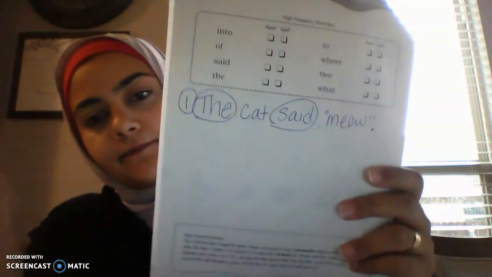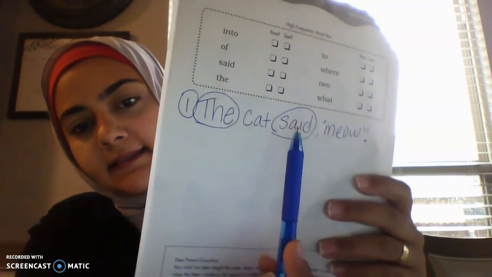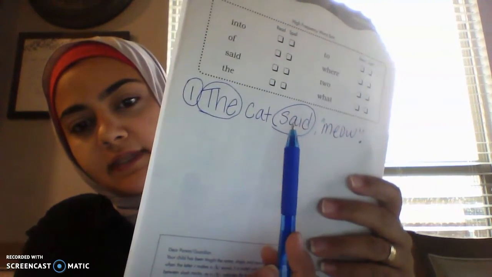So I'm going to say, the cat said meow. And then I'm going to circle the sight words I used. I used the and I used said. The cat said meow.